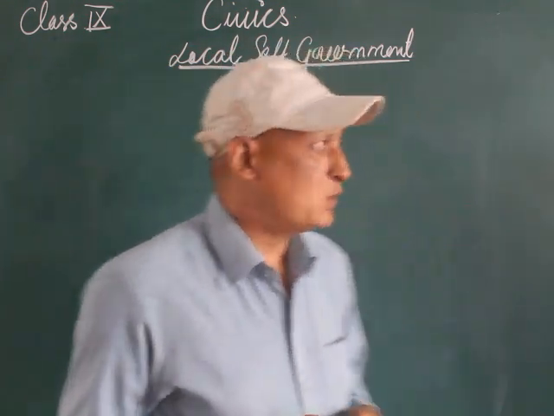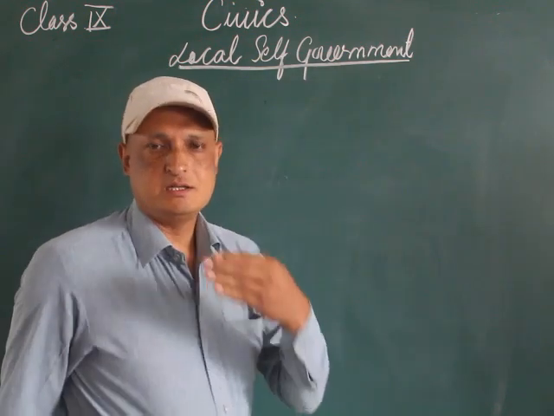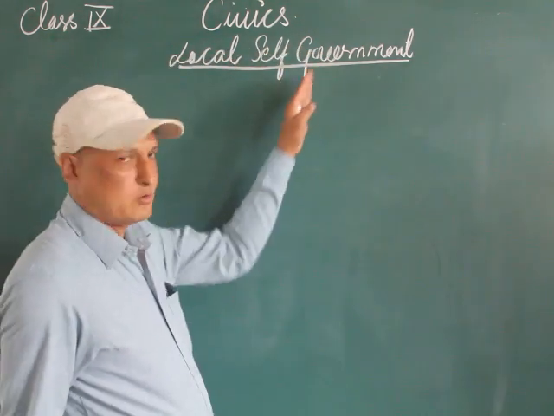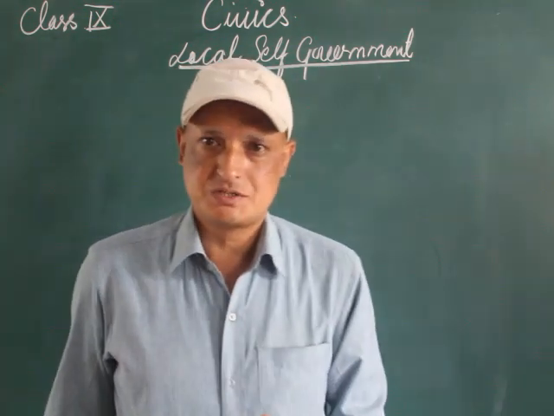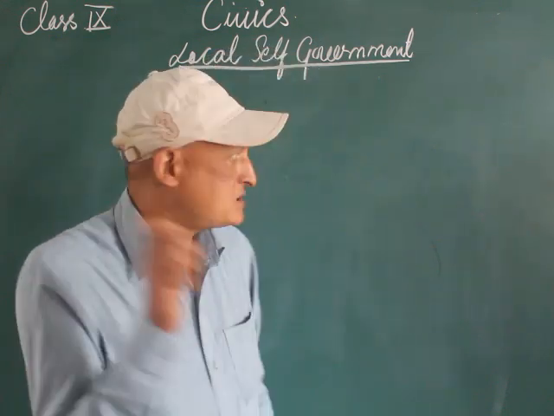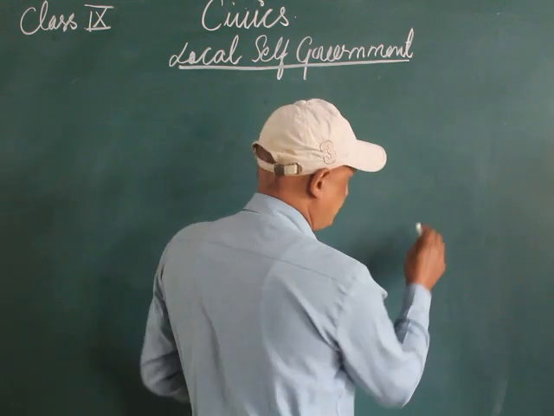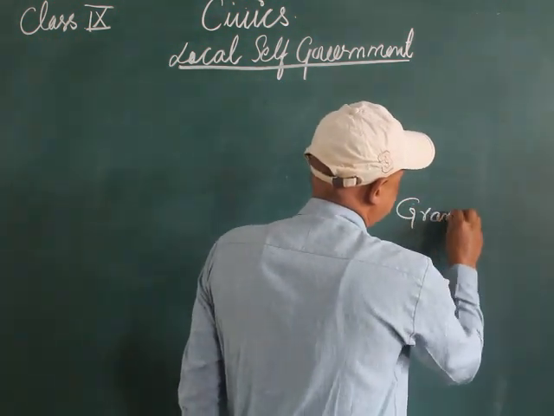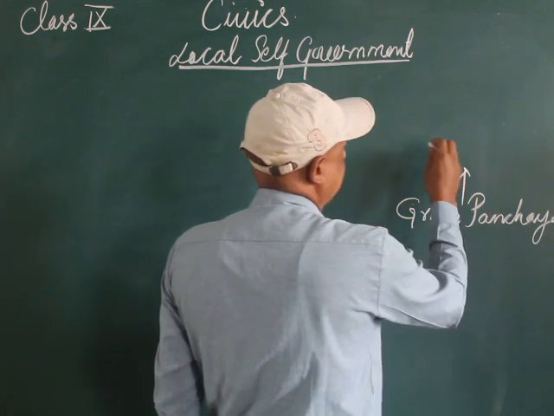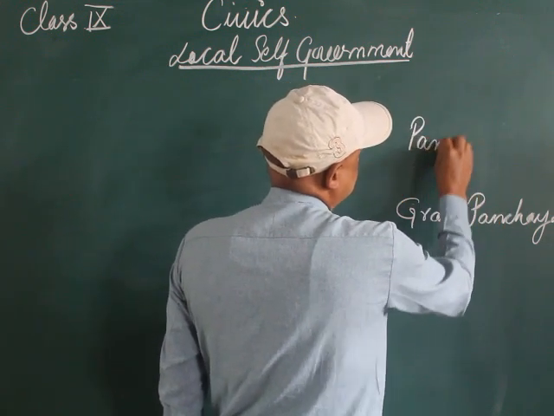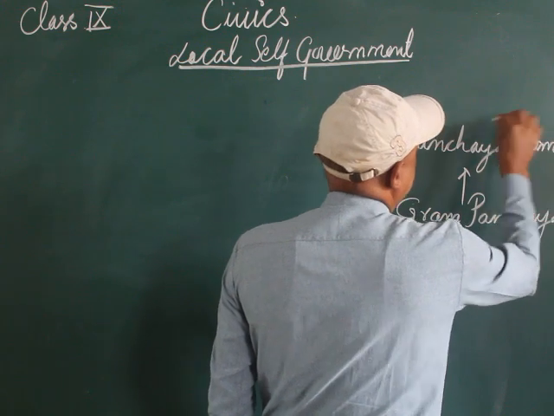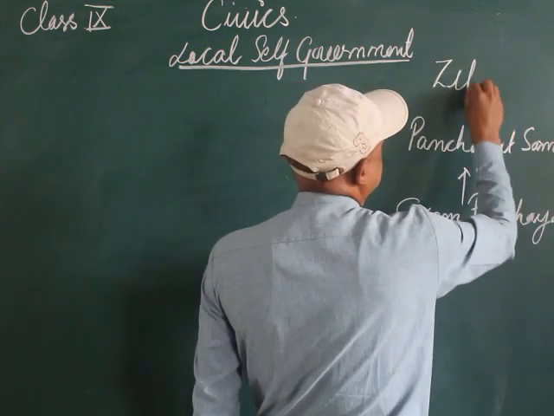So we were dealing with local self-government. In the previous class through teaching, we learned about the three-tier structure of local self-government that was introduced in our country on the recommendation of the Balwant Rai Mehta Committee. The three tiers are: at the grassroots level we have the Gram Panchayat. Then, at the block level we have the Panchayat Samiti. And at the district level we have the Jilla Parishad.